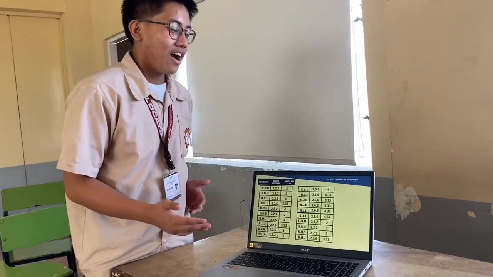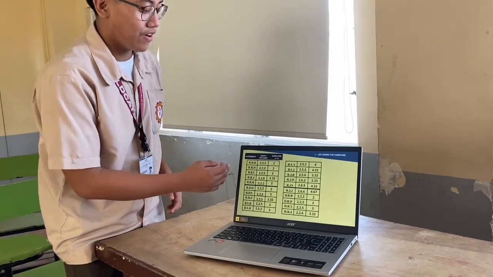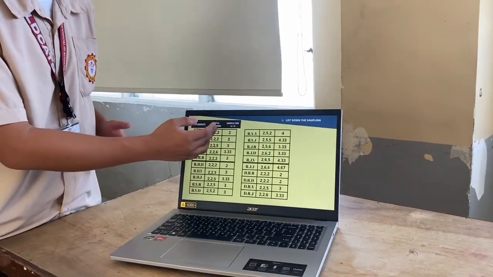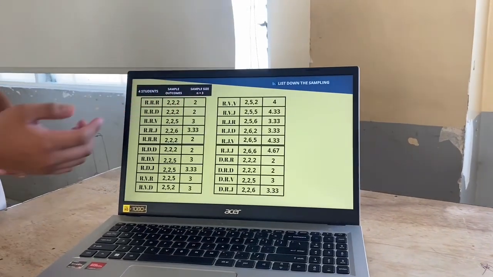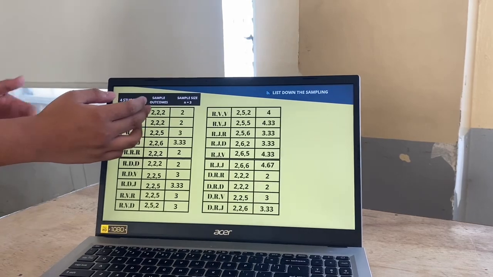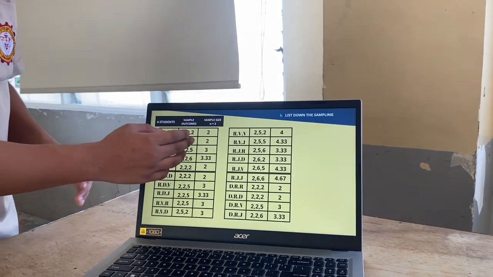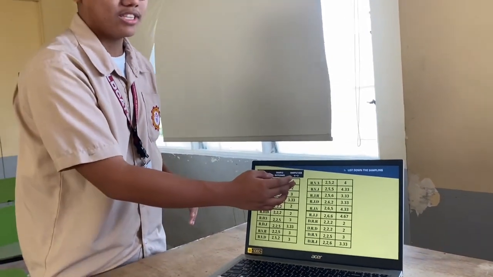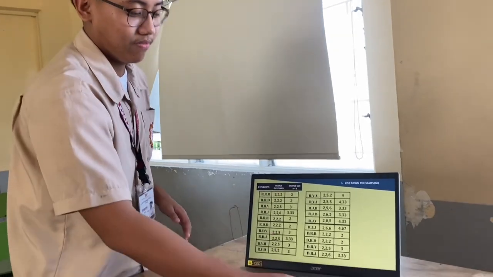Then we list down the sampling. The sampling consists of our names, the number of sample outcomes, and the sample size. To get the sample size, we need to divide the number of siblings we have by 3. Then that's how we get the sample size, and so on.